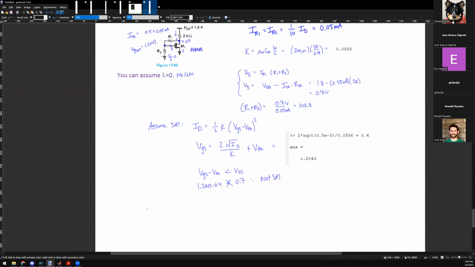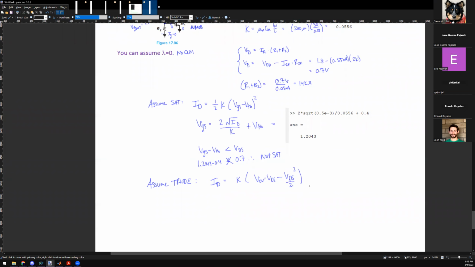Therefore, I must be what now? I assume in linear mode, the triode region. Yeah, linear or triode, they're basically the same word. Okay, so now I have a much more annoying equation: ID equals K times (VOV times VDS minus VDS squared over 2). Yes? Okay, so now I want to solve this.